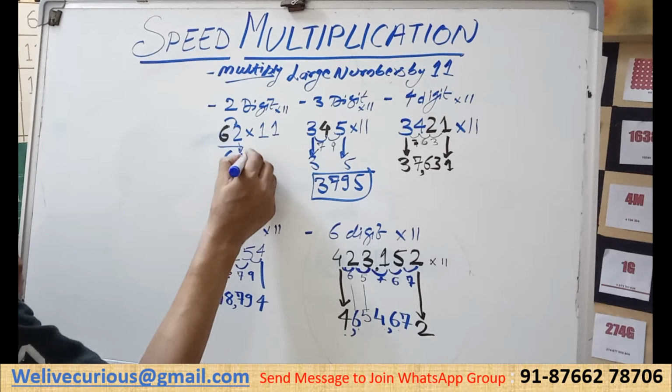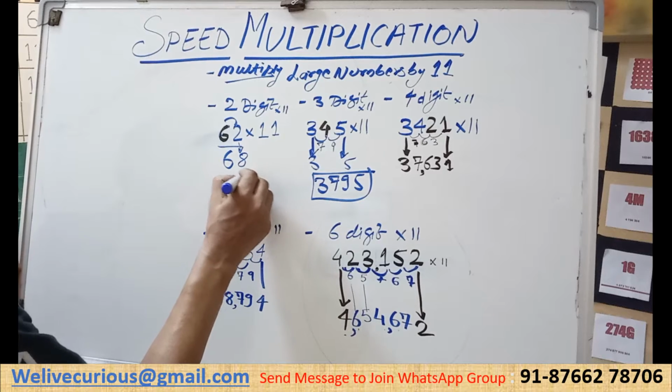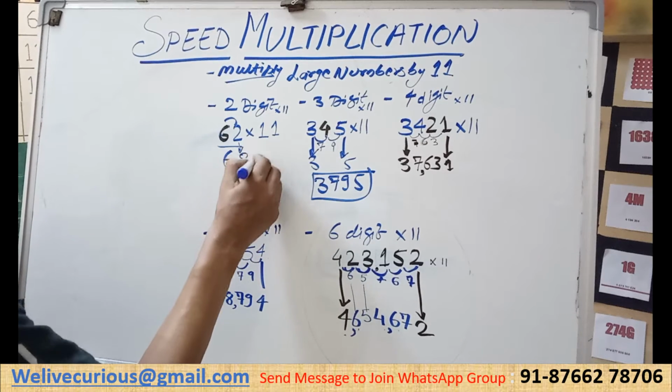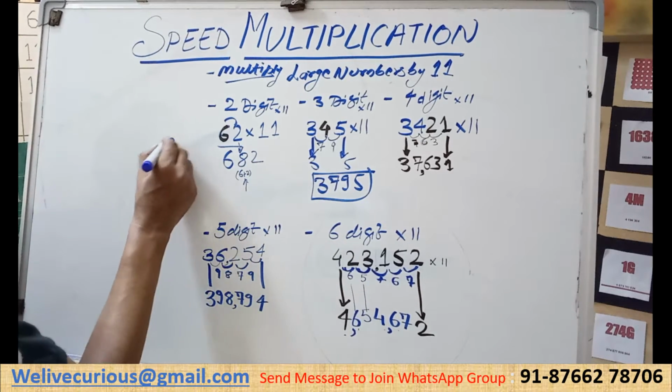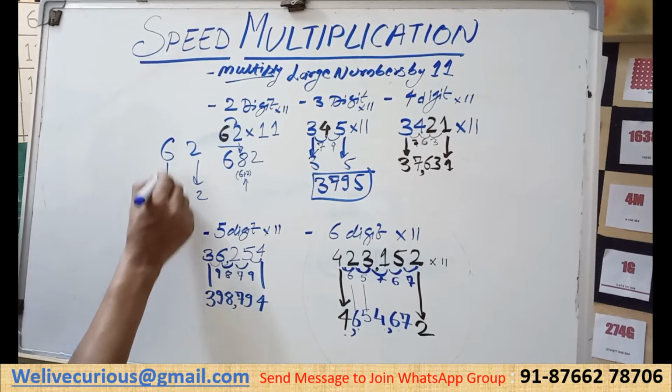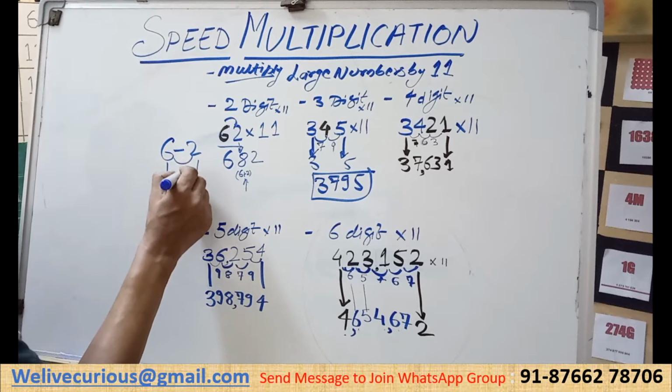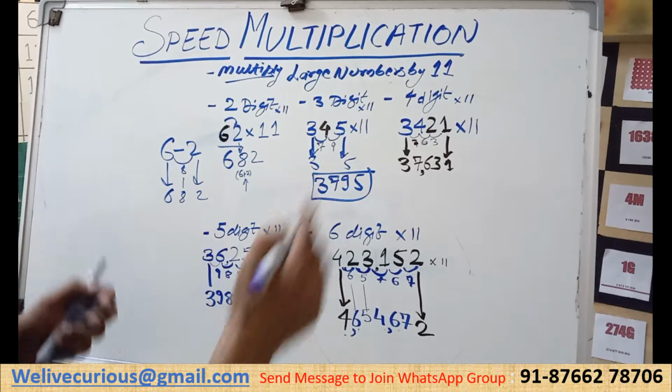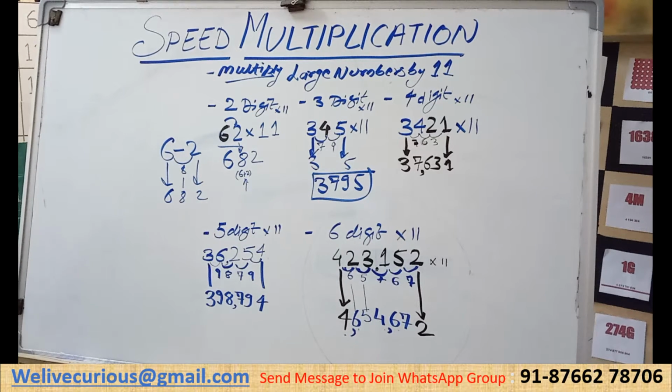6 plus 2 is 8. That is 6 plus 2. It goes in between, and 2 goes here, 62. Simply 62, 2 goes down here, 6 goes down here, 6 and 2, 8, 8 goes here. So this is how multiplication of 11 worked out.